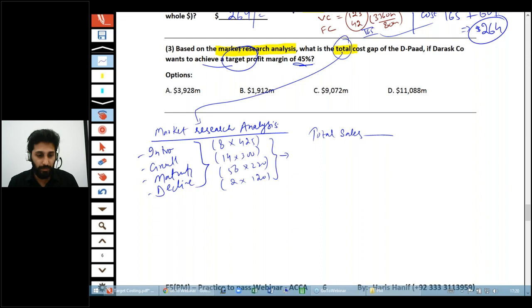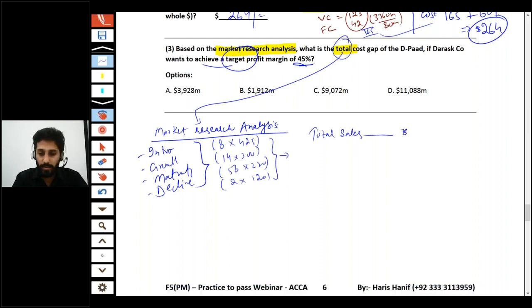8 into 425 plus 14 into 300 plus 56 into 220 plus 2 into 120. It is now 20160. It is 20160. And what is the target profit? It's 45%. That's $9072.